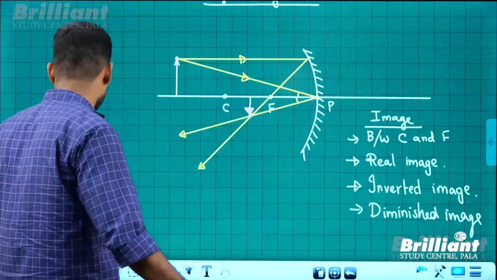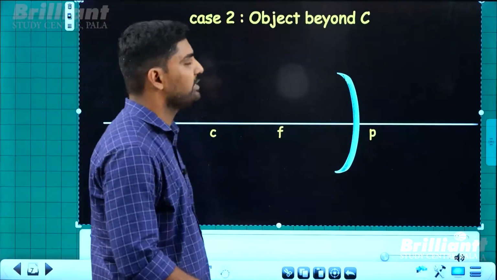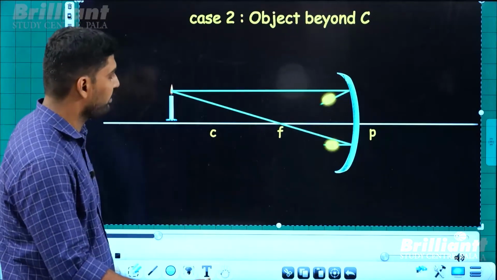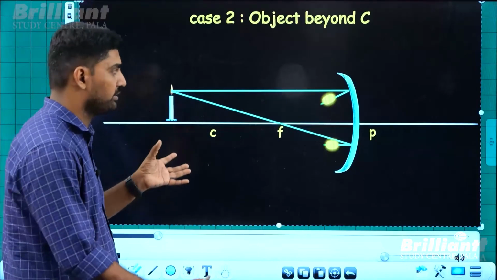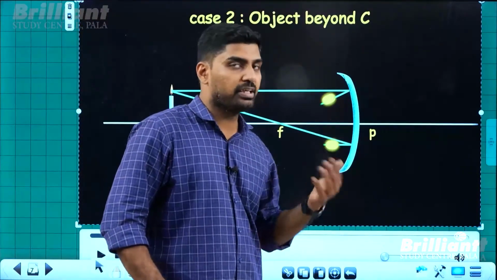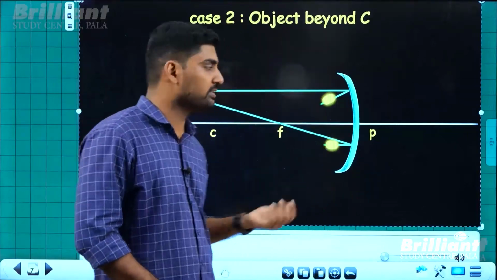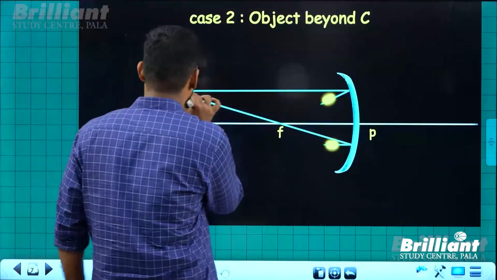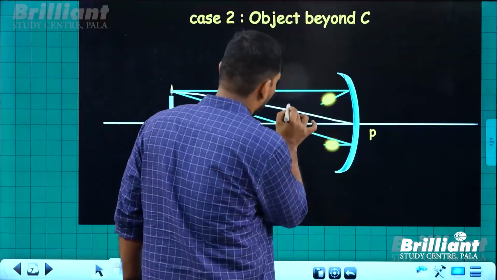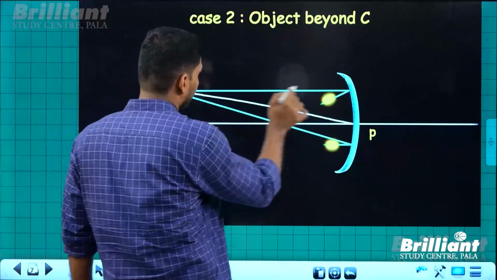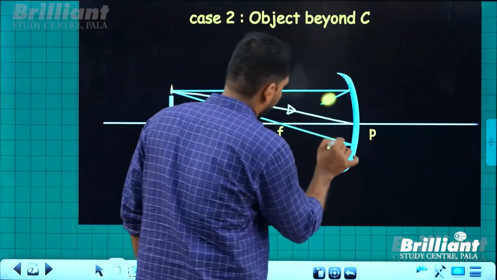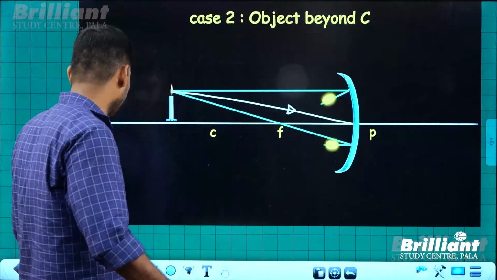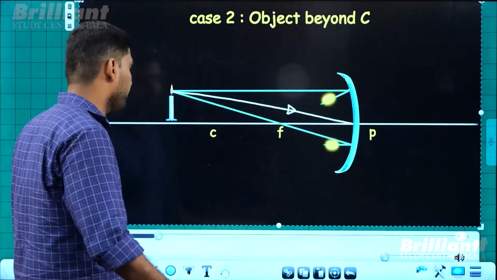Okay, so let's look at that again. Here we are going to place the object beyond C, and see what happens to the light rays. Here they are considering two different light rays. What we considered earlier was one parallel to the principal axis and the other incident on the pole. But here we have considered one light ray parallel to the principal axis and the second light ray passing through the focus. Anything is fine, no problem with that. We will get the same location of the image.